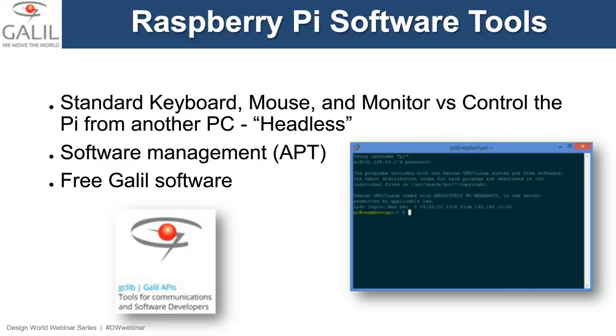Another cool feature is this thing called apt. It is a software management tool, and it basically puts a bunch of things together for you so you can install software with only a few commands. It just downloads it from the internet, installs it, and gets you all set up. So we're actually going to use this apt program. It's part of how you would install some of the free Galil software, the communication tools that we have available.